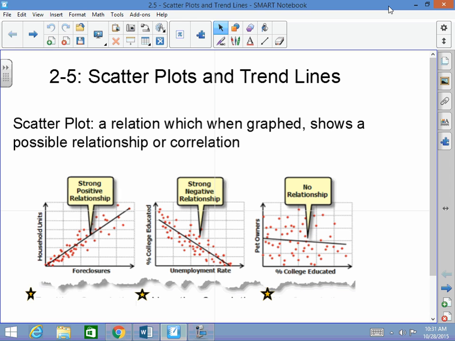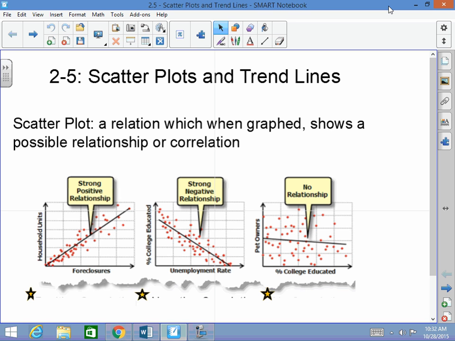Today, guys, we're going to continue with linear equations, but in a little bit of a different format. We're going to learn about scatter plots and trend lines, and more importantly, we're going to learn how to write a trend line, how to write the equation of a trend line to be exact. But first, before we can do that, I've got to explain to you what a scatter plot is.